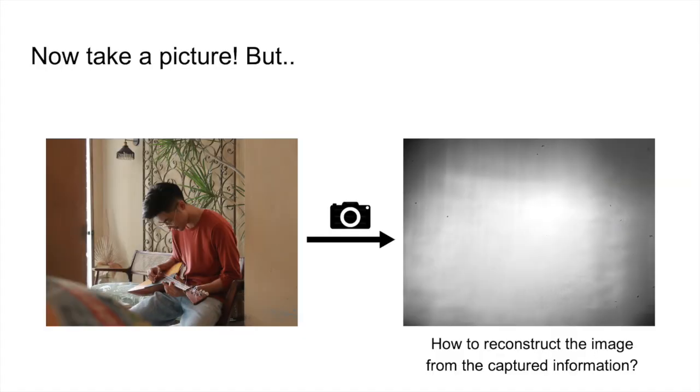The raw picture taken by the diffuser camera is in a mess. Next, let's talk about how we can use math to reconstruct the picture that we want to see.